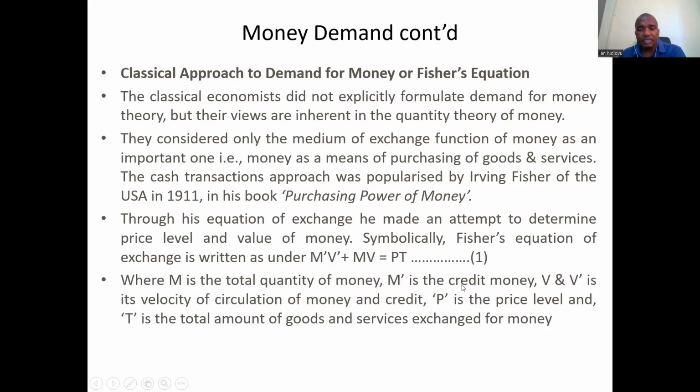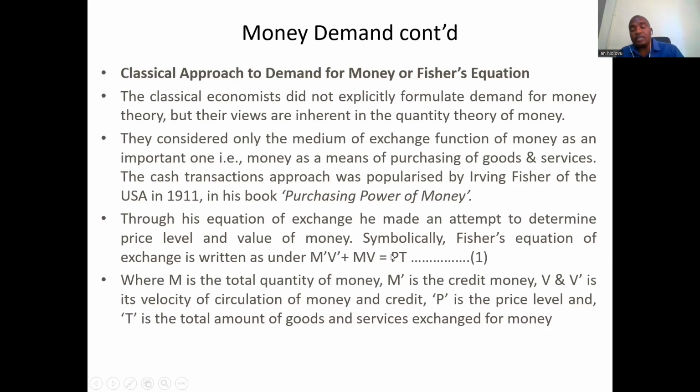credit money, because we know that currency in circulation is not the only money that is available in an economy. So there is also credit money. And then V and V' are the velocity of circulation of money and the velocity of circulation of credit in an economy. And P is the general price level. T is the total amount of goods and services exchanged for money in an economy, the total volume of transactions.